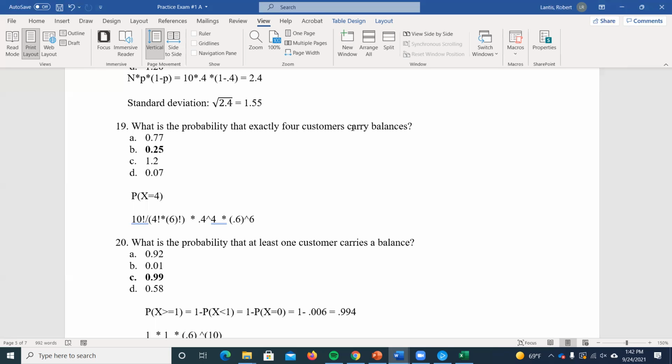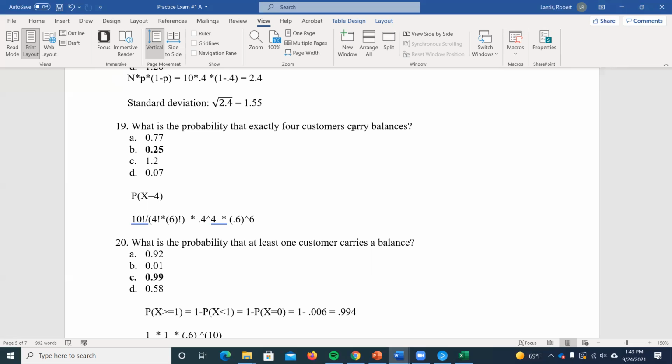Because what would be the expected value? We already came up with it earlier. We said it was 10 times 0.4. So on average, out of 10, 4 customers would carry a balance. So 4 should have a pretty high probability of occurring. And then 3 and 5 will be a little bit less likely, but still fairly likely. 2 and 6 falling off in probabilities, right? Here, I'm trying to find the probability X is 1 or greater. That includes the most common outcome of 4, but it also includes every outcome other than 0. So that probability should be pretty close to 1.